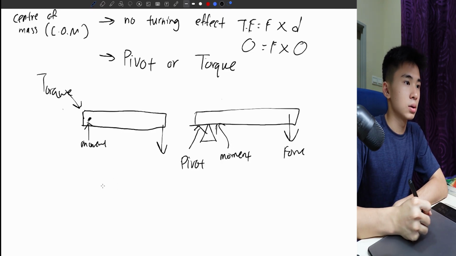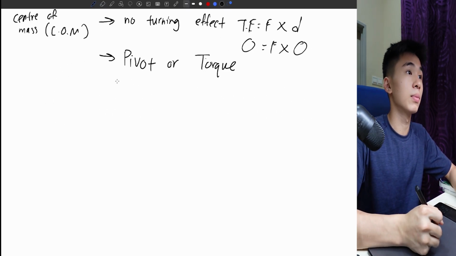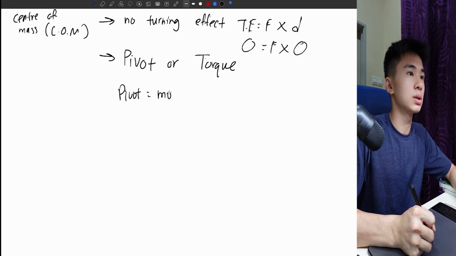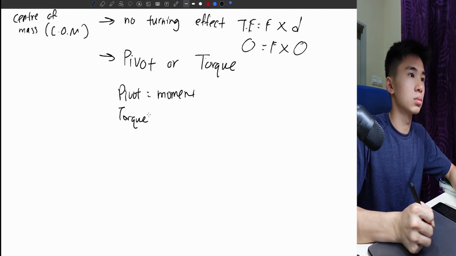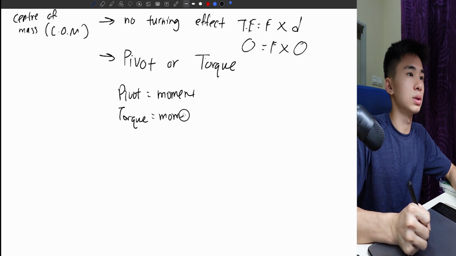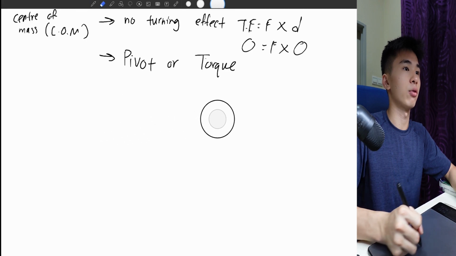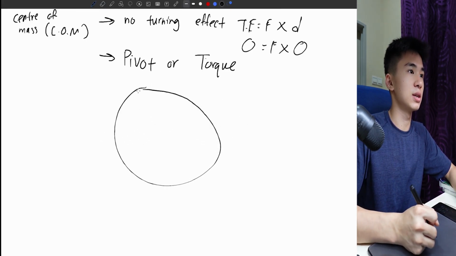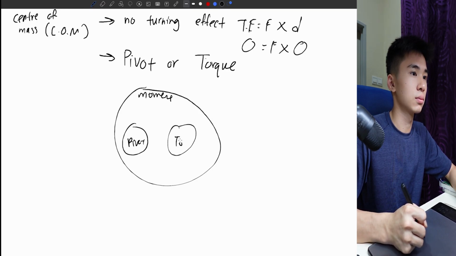Okay, let me just erase this, a quick one. So to sum up, pivot is equal to moment, and torque is equal to moment as well. Let me just show you in a Venn diagram. This is a circle. This circle represents the moment, and this one is the pivot and the torque.